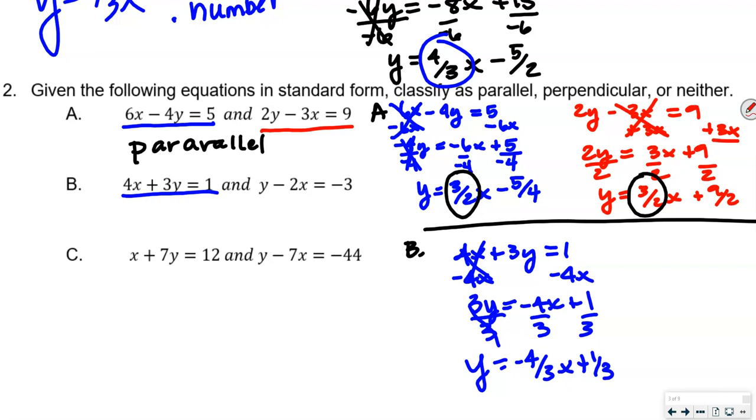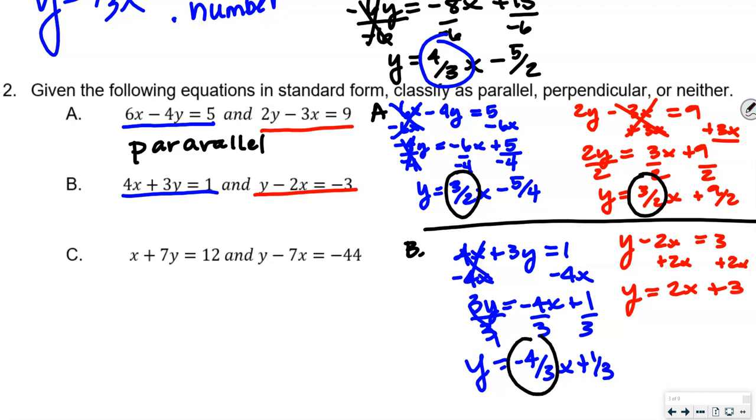I'm going to do our other equation again. So we've got y minus 2x equals 3. So we're going to add 2x to both sides again. Remember, you can only combine like terms here, guys, okay? So this is going to be y is equal to 2x plus 3. So here again, we're looking at our slopes, negative 4/3 and 2, and those have no relationship, so this is going to be neither, or neither, however you want to pronounce that word. Okay, our last one.